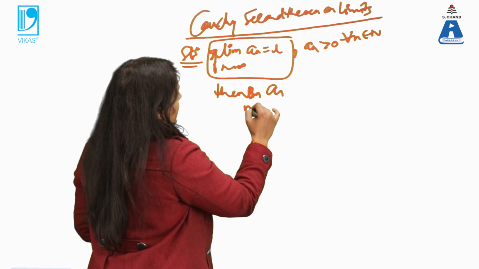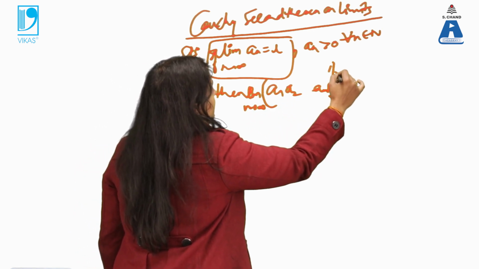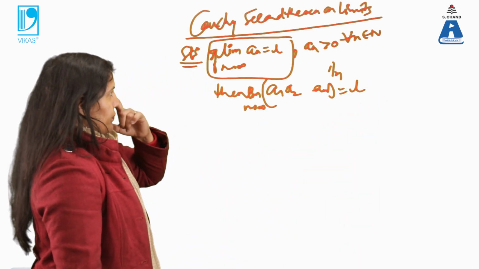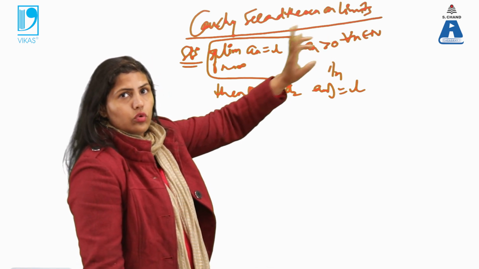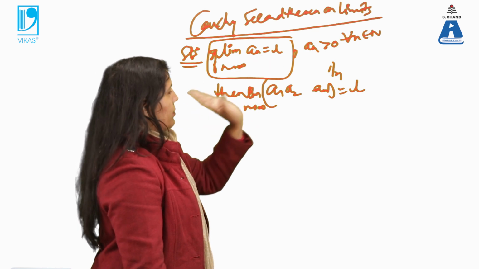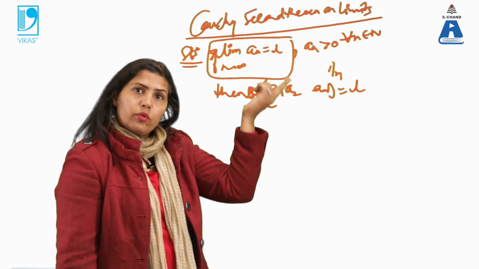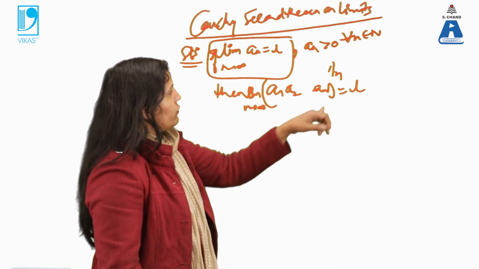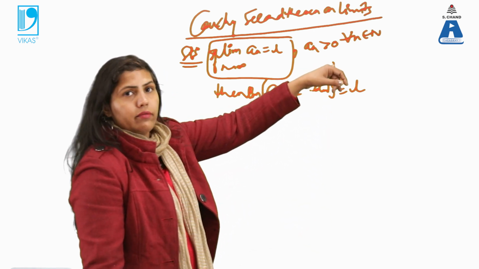limit as n tends to infinity of (a1 a2 ... an) to the power 1 by n is L. So in this theorem, the first thing is that all the terms a_n should be greater than 0. No term should be equal to 0. And limit of a_n is L, some L. Then the product of the terms. In the first theorem, you had the sum of the terms. Here you have the product of the terms: first term, second term and nth term, to the power 1 by n.